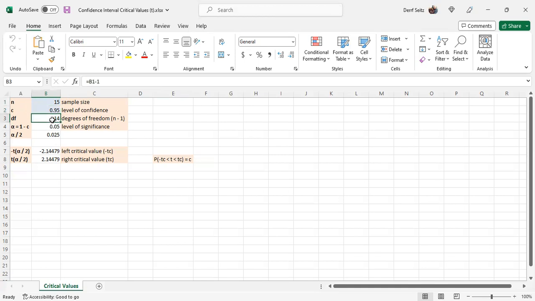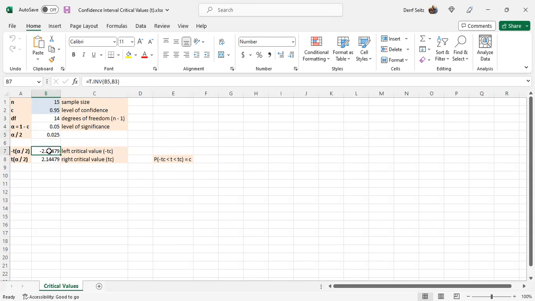The degrees of freedom is simply n minus 1. Alpha is called the level of significance. It's the complement of the level of confidence. The level of confidence is a central region between these two critical values, and the level of significance represents the area in the two tails. Alpha over 2 represents the area in one tail.